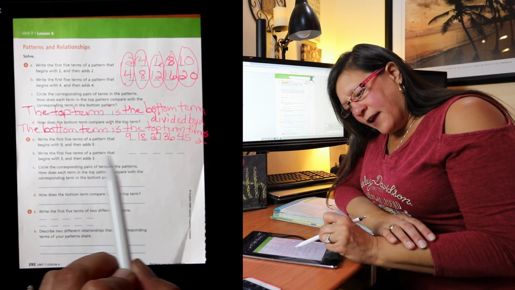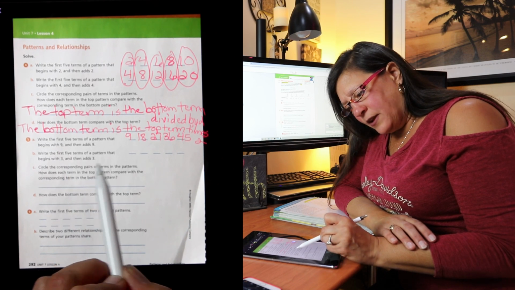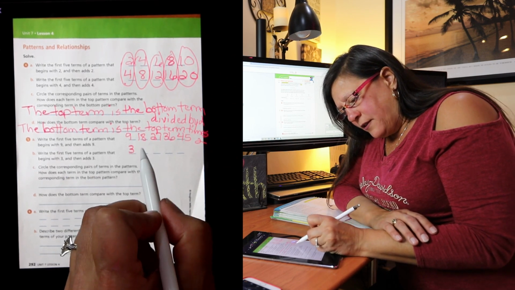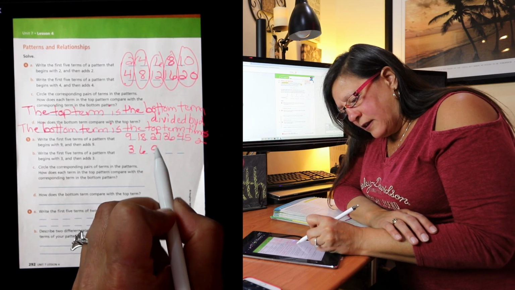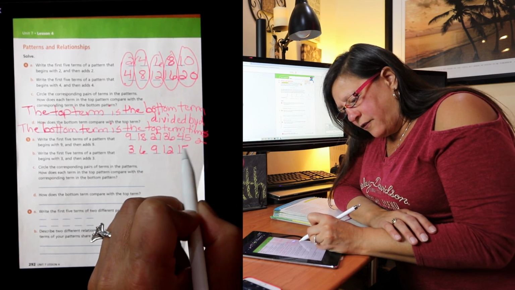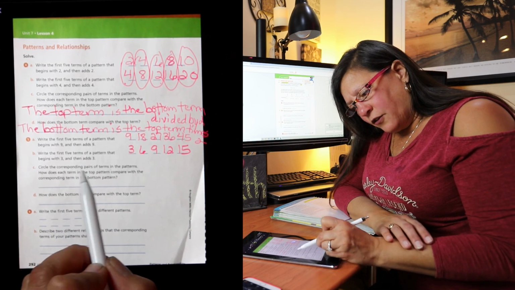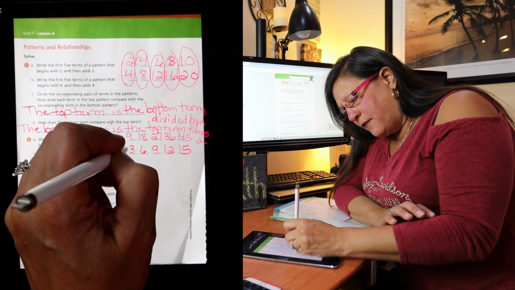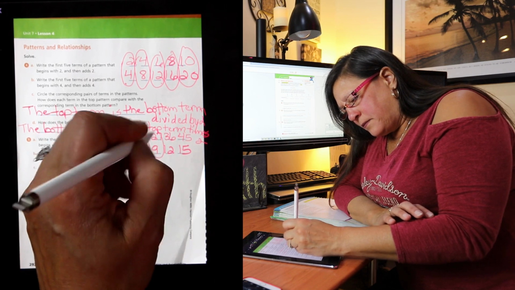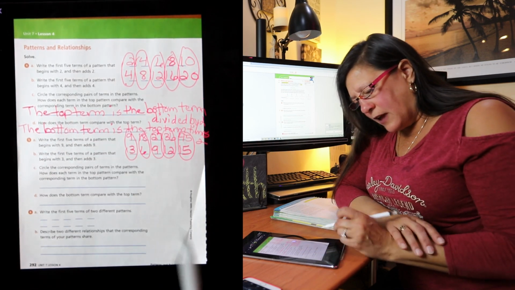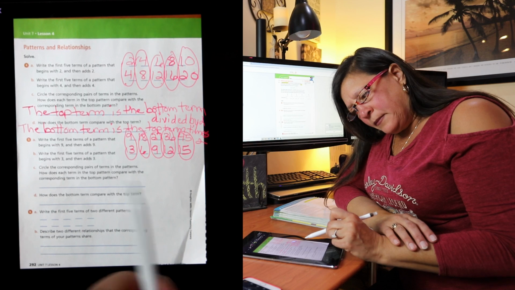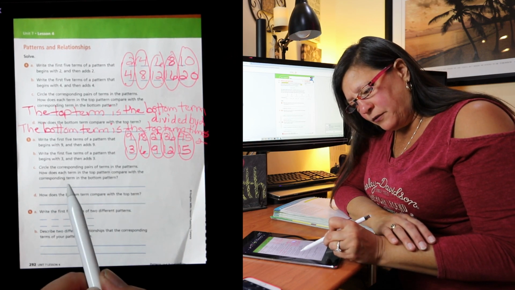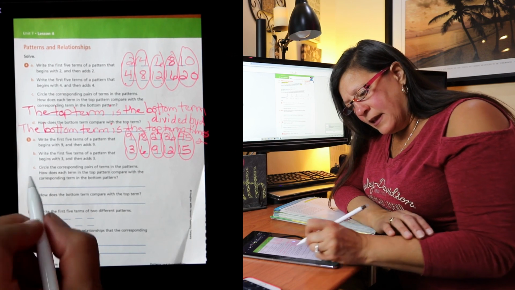Now, write the first 5 terms of a pattern that begins with 3, then adds 3. Well, 3, you can count by 3s. 3, 6, 9, 12, 15. Circle the corresponding pairs in the patterns. We're going to do the same as we did above. Circle the top number and the bottom number. And then how does each term in the top pattern compare with the corresponding term in the bottom?